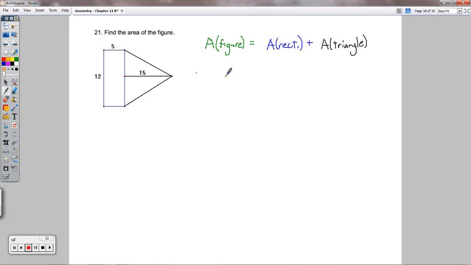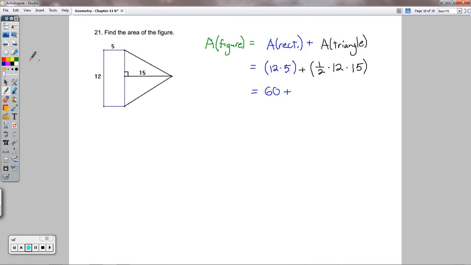So we have here 12 times 5 for the area of the rectangle, base times height. And the area of the triangle would be 1/2 base times height. So you have 1/2. The base, we're going to assume this is perpendicular. The base is 12 all the way from there to there. And the height connecting that to the base in a perpendicular way is 15. This would be 60.